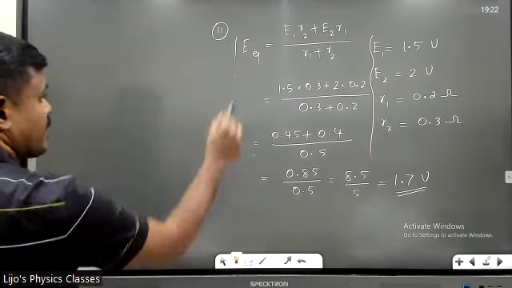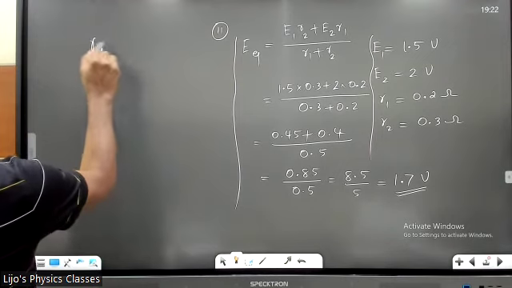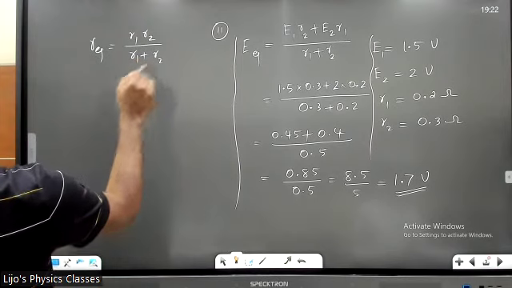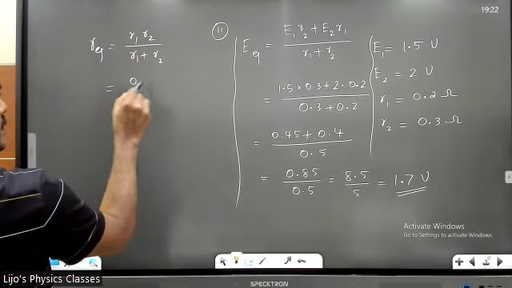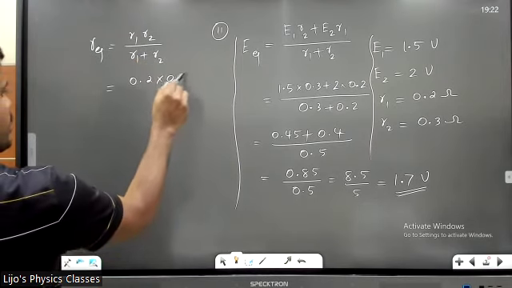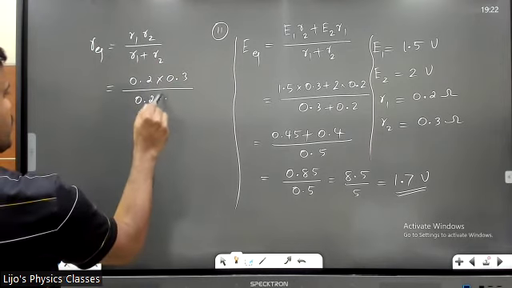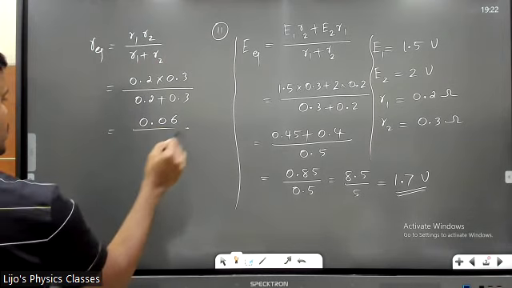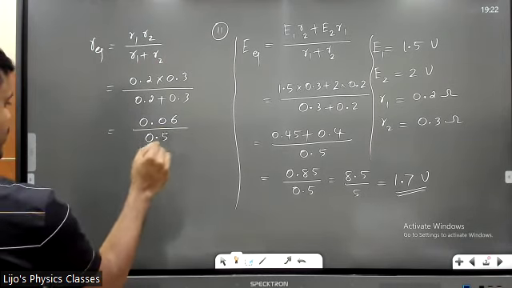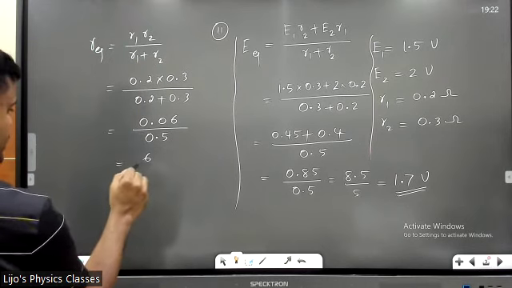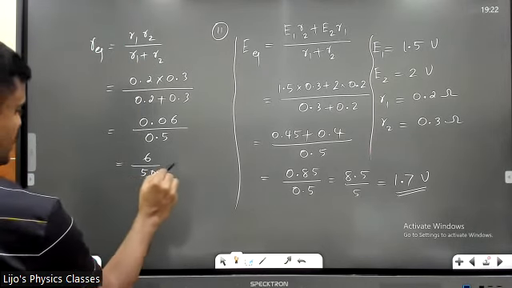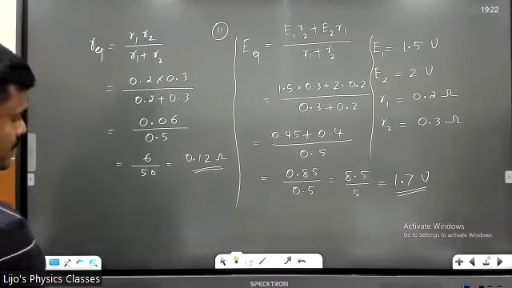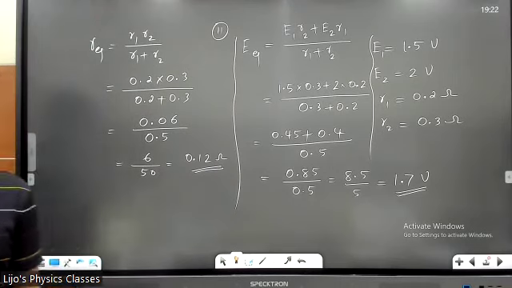1.7, right? Second part of this question is what? R equivalent. R equivalent is what? R1R2 by R1 plus R2. 0.2 into 0.3 divided by 0.2 plus 0.3. That is 0.2 into 0.3, 0.06. 0.2 plus 0.3, 0.5. 2 places up, it is 6 divided by 50. It is 12 by 100. 0.12 ohms.